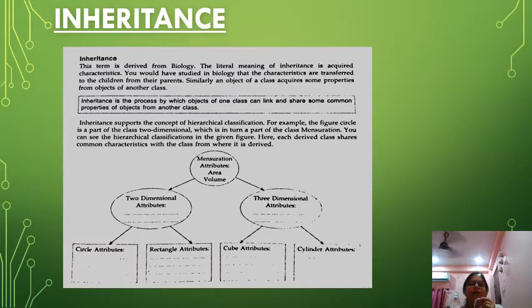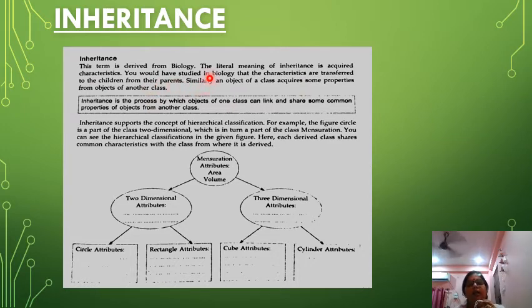Now inheritance. Generally you all have heard this term in your biology subject in 9th and 10th. In computer you have learned about a definition, but now in 11th and 12th, in 11th you are going to do the programming of this word also, inheritance. What is inheritance? The literal meaning is that inheritance is acquired characteristics. You would have studied that the characteristics are transferred to the children from their parents.